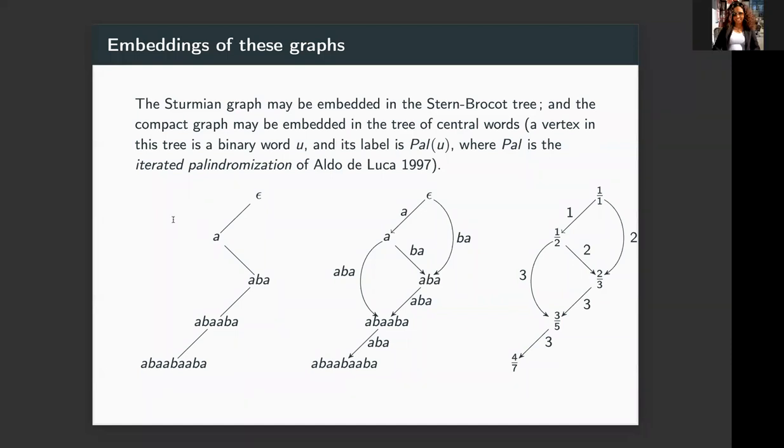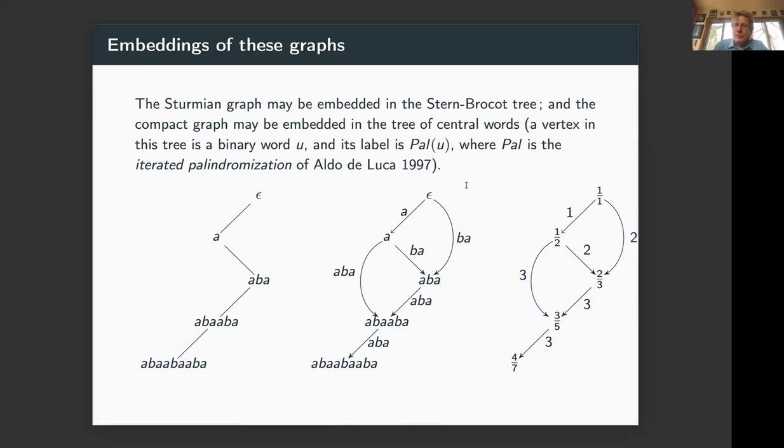Alors, je sais pas comment dire un morceau de l'arbre. A piece, yes. Merci. A piece of the tree of central words. So each, the epsilon is the root, and then you go left and you obtain A. You go right, you obtain ABA, and again, and so on. All these words you see are central words, are palindromes in particular.